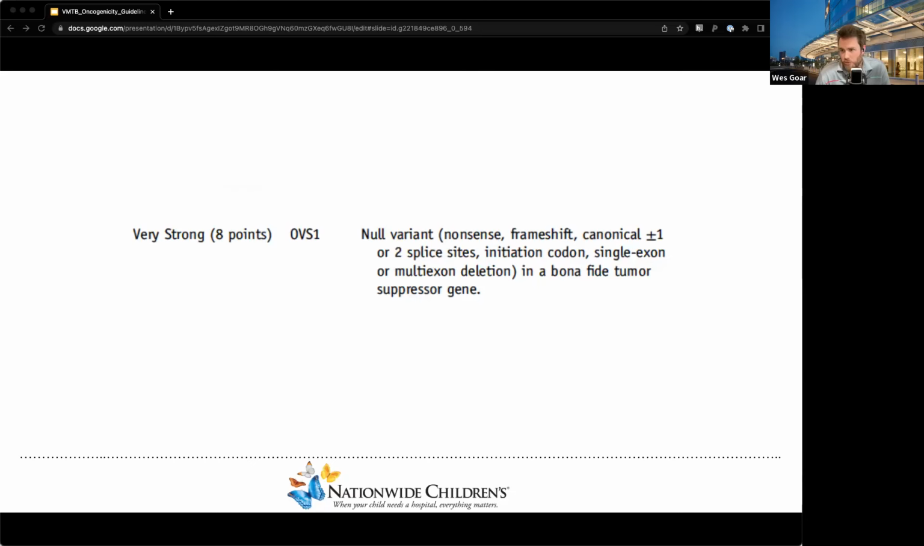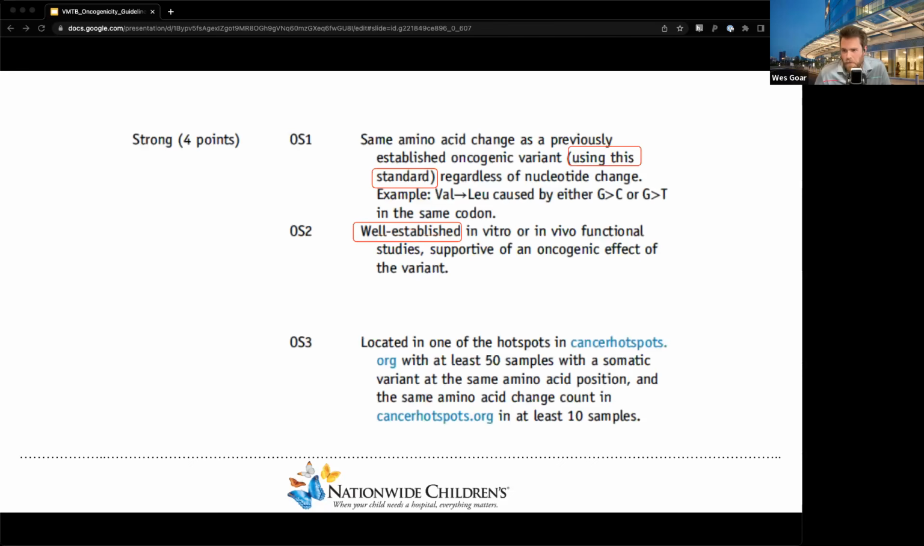And so just to briefly go over the codes so that we can start having conversations about these, you have your very strong category, or OVS1, which is simply put, a null variant within a bona fide tumor suppressor gene. It seems like it's probably fairly easy to figure out how to automate, right? Then you have your strong category, where OS1 is going to be your same amino acid change as a previously established oncogenic variant using this standard. This is something that we'll talk about a little bit.